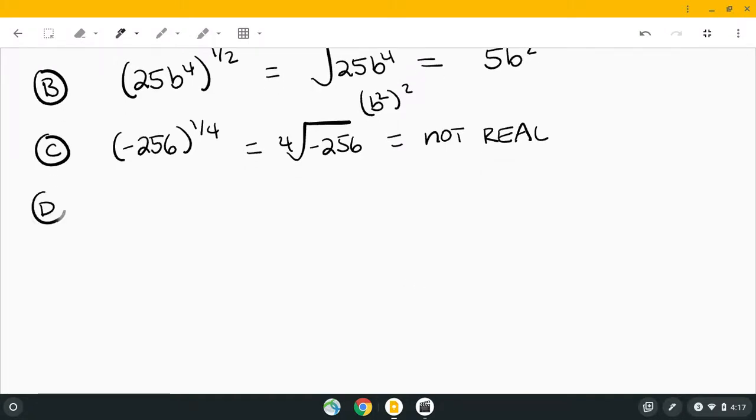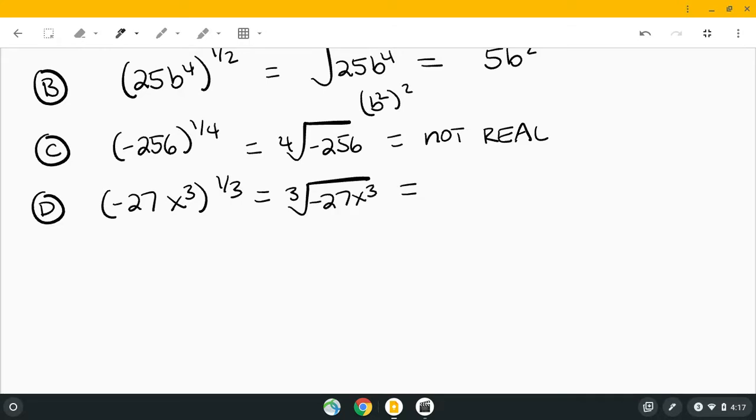Okay, let's take a look at this one. Negative 27 x cubed raised to the 1/3. This means cube root. The cube root of negative 27 x cubed: the cube root of negative 27 is negative 3, and the cube root of x cubed is x. Since this is a cube root, we don't need absolute value.